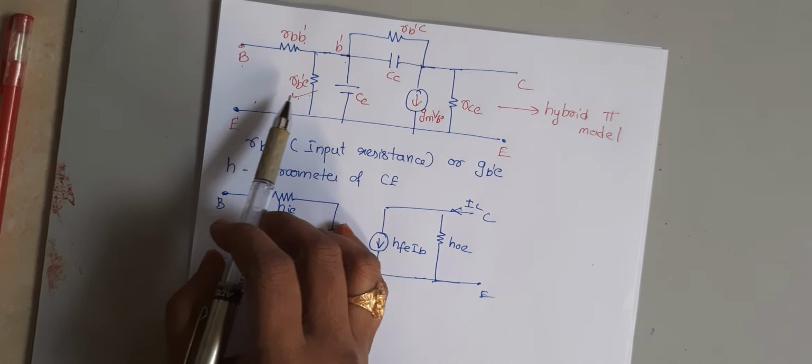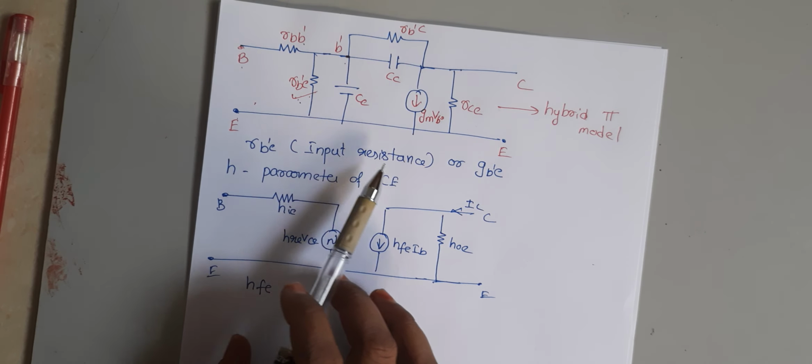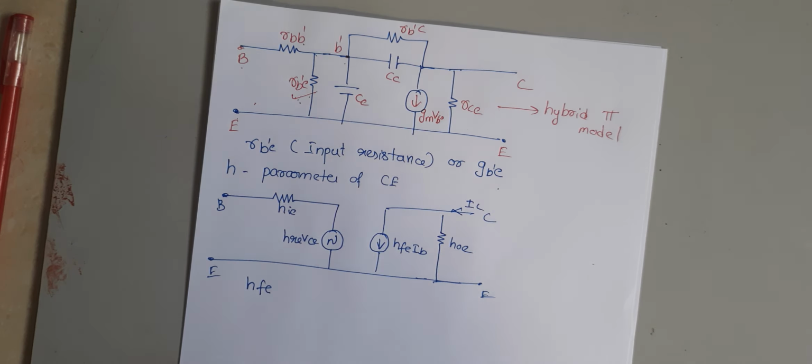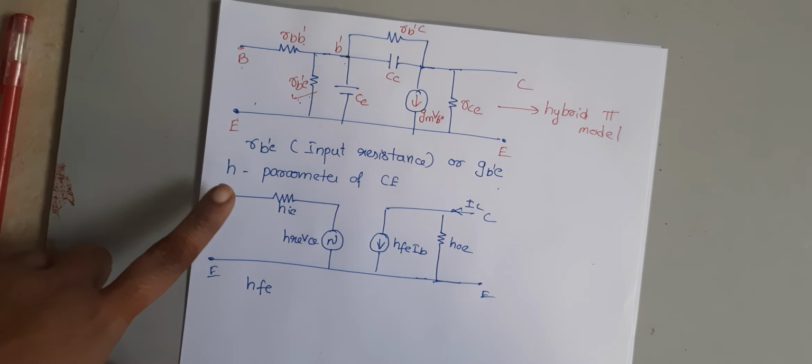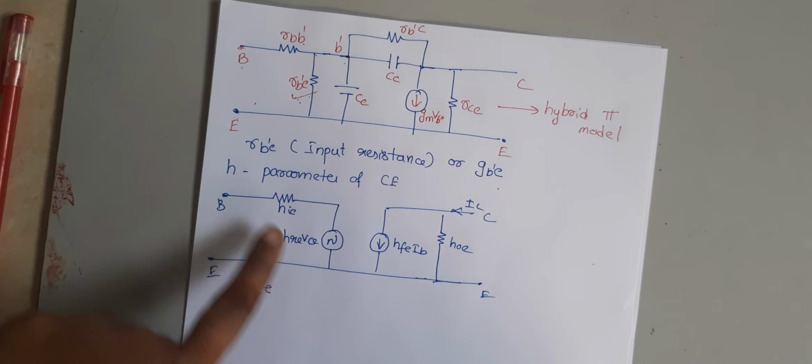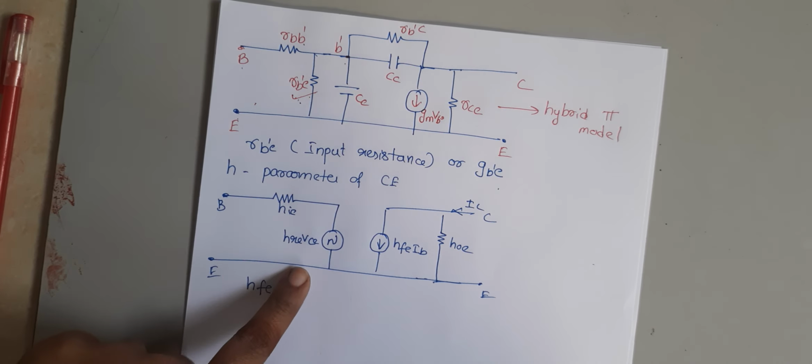The first one is RB'E, that is the input resistance, or input conductance, that is GB'E. Here we are considering both the H parameters and the hybrid model of CE configuration. This figure shows the H parameter model of CE, the simple H parameter model of CE configuration.